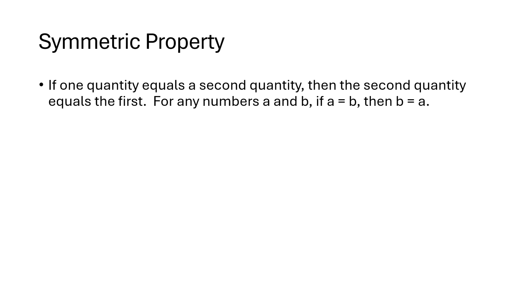Symmetric property. If one quantity equals a second quantity, then the second quantity equals the first. For any numbers A and B, if A equals B, then B equals A. Here's an example. If 8 equals 2 plus 6, then 2 plus 6 equals 8.